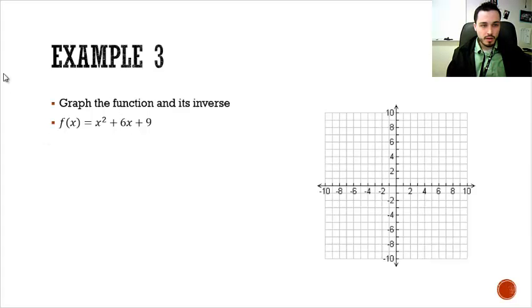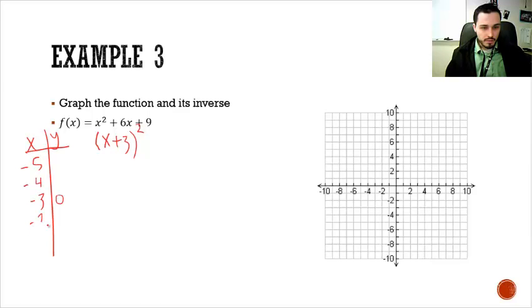And then lastly on this one, let's draw a table, x's and y's. Let's see, I'm pretty sure the vertex is at negative 3. Let me factor this. This would factor into x plus 3 squared. So then that does mean that negative 3 is a 0, and I already know that's going to be the vertex. Alright, so then I'm going to go with the numbers that are around that. Negative 4, negative 5, negative 2, negative 1.